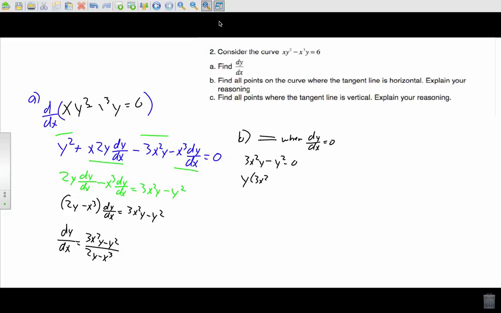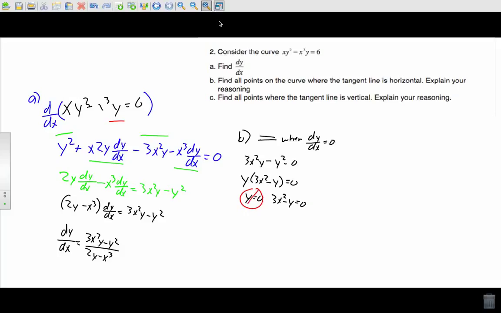So let's do some factoring. y times 3x squared minus y is equal to 0. So either y can equal 0 or 3x squared minus y can equal 0. If you go back to the original equation, can y ever equal 0? Going back up to the original, if y were equal to 0, you'd get 0 equals 6. So y cannot equal 0.